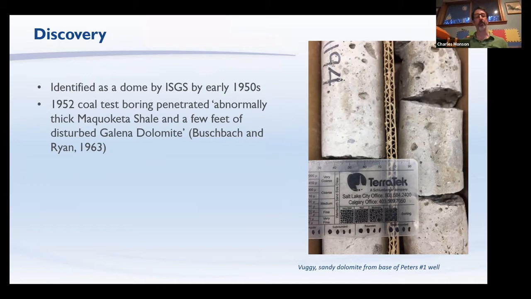What you expect to find under the Maquoketa Shale is the Galena dolomite. Although this doesn't really look classically Galena for the most part, they just went ahead and called it a few feet of disturbed Galena dolomite, then left it at that. I don't think it turned out to be a fruitful hole for coal. So nothing more was really done with it for a few years.